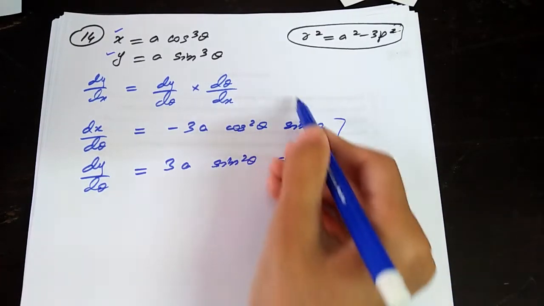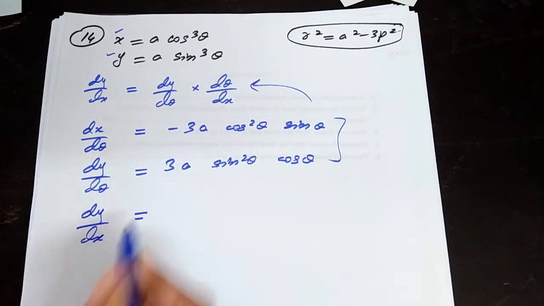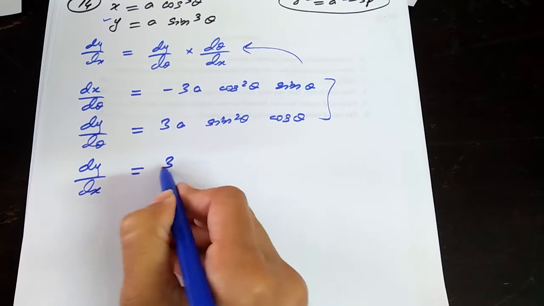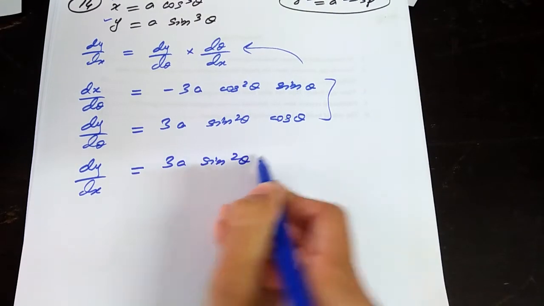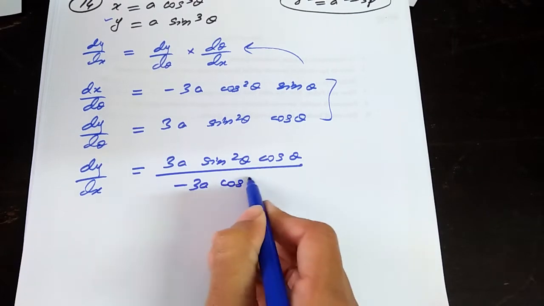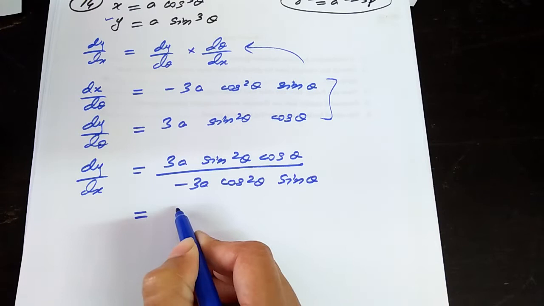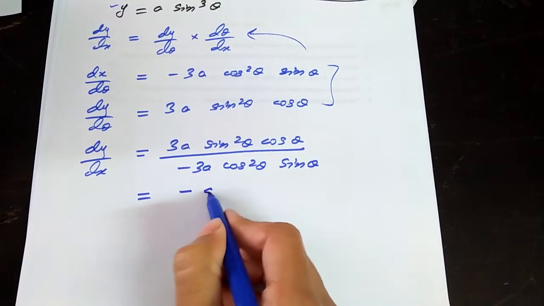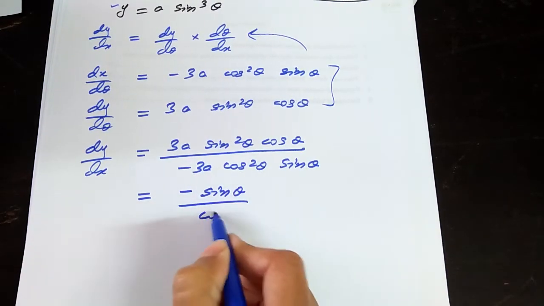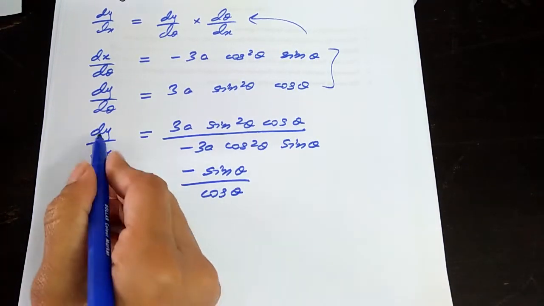Now using these values in this one, we will get dy by dx. dy by dx will be equal to 3a sine square of theta cos of theta divided by minus 3a cos square of theta sine of theta. That is equal to minus tan theta, that is, minus sine of theta over cos of theta. Now this is the slope of tangent.